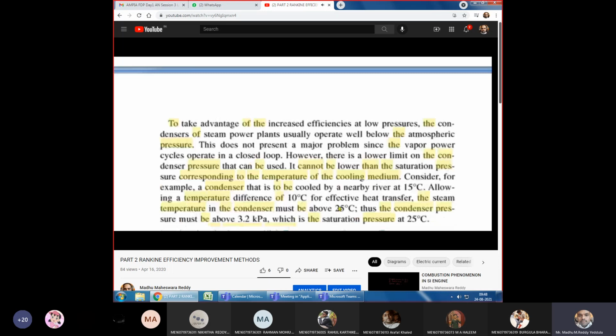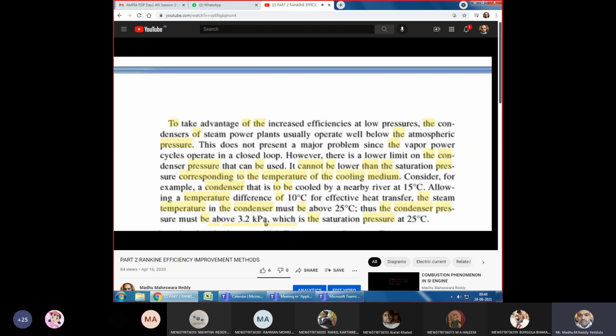Suppose, for example, we are taking water from a river for the condensation. Let us assume the river water is at 15 degrees centigrade. Now allowing a temperature difference of 10 degrees for effective heat transfer, the steam temperature in the condenser must not be below 25 degrees. At 25 degrees, the saturation pressure is 3.2 kilopascal, meaning the maximum limit of exit pressure is 3.2 kilopascal.